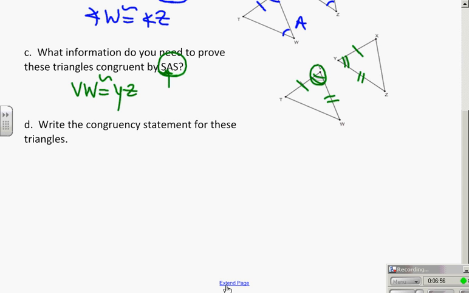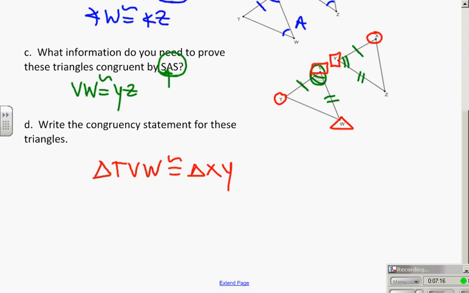Congruent statements for these triangles, no matter what order, what theorem we've used, is triangle TVW is congruent to triangle XYZ. T would correspond with X, V corresponds with Y, and W corresponds with Z. Okay, now again, remember, we could start with VWT, and then our congruent statement would be YZX.